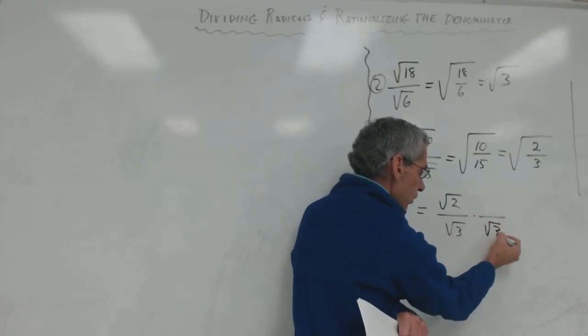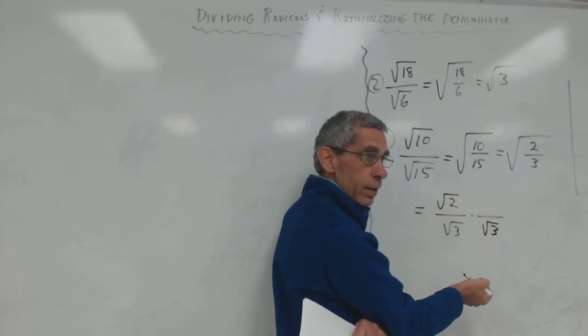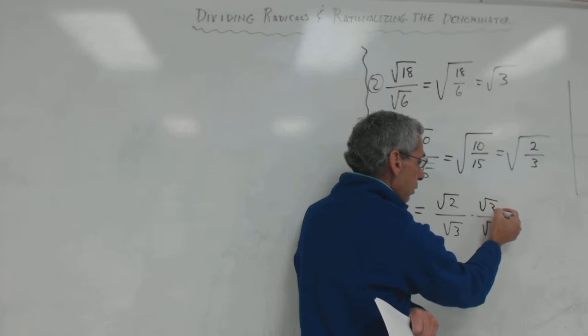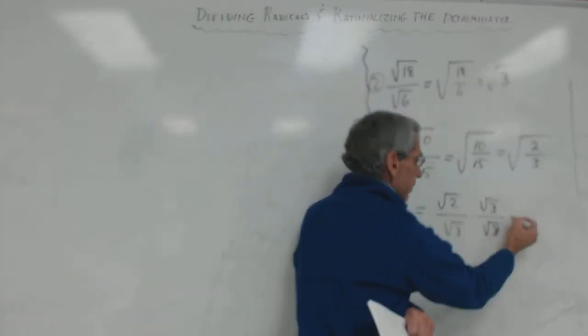You just told me we're going to multiply the denominator times the square root of 3. What are we going to multiply the numerator by? Square root of 3. Then we're multiplying times the value of 1, so we're not changing its value, we're just changing the way it looks, right?